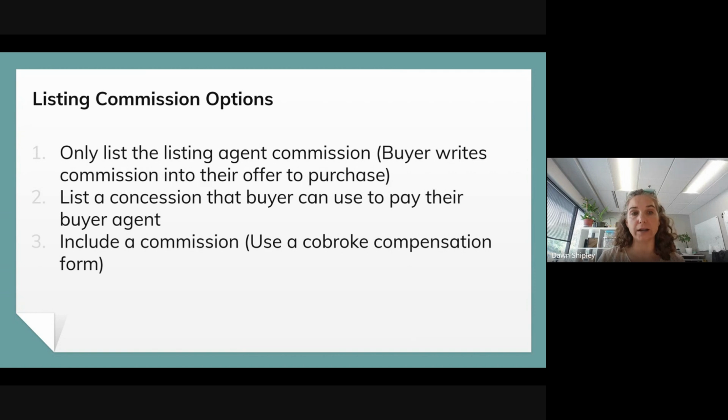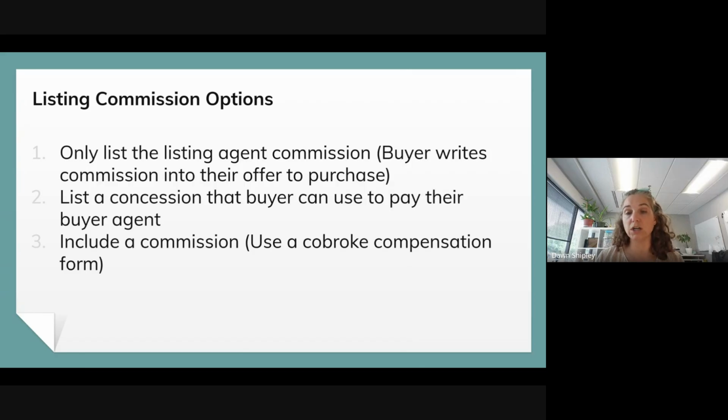So option one is maybe I say, hey, Mr. and Mrs. Seller, I want to make sure that we're being as competitive as possible in the current market. We're going to not denote any specific buyer agent commission in our listing contract. And we're going to ask buyers to write their agent's commission into their offer to purchase. We're not going to be specific, maybe whatever is in their buyer agency agreement.